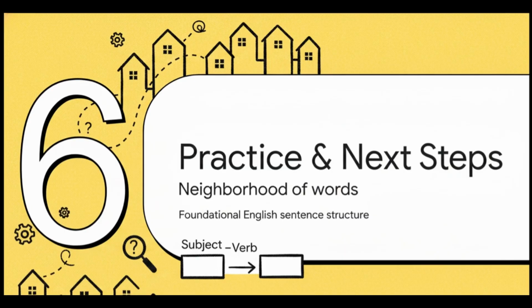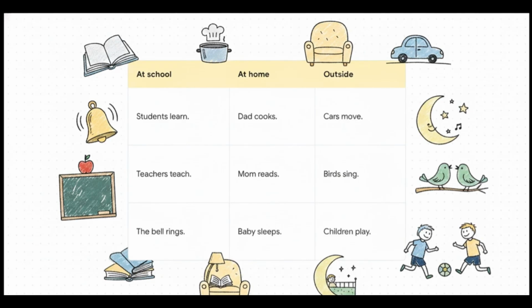Section 6. Practice and next steps. Building your neighborhood of words. You've made awesome progress today, and I really want to show you just how abundant this S plus V pattern is in our everyday lives. It's everywhere. At school, students learn. Teachers teach. The bell rings. At home, dad cooks. Mom reads. The baby sleeps. Even outside, cars move. Birds sing. Children play. These structures are so natural, and they truly form the bedrock of everyday English.